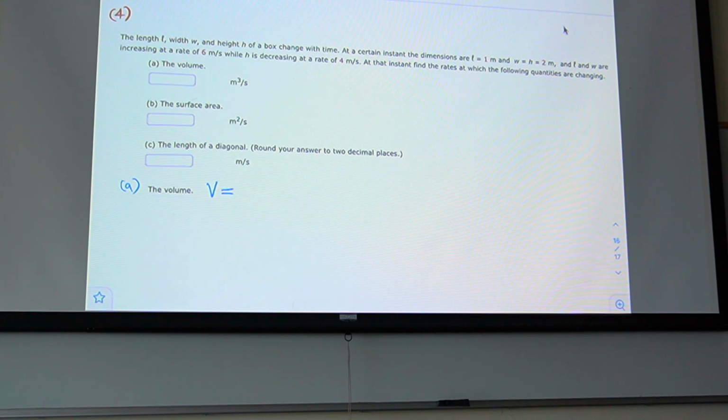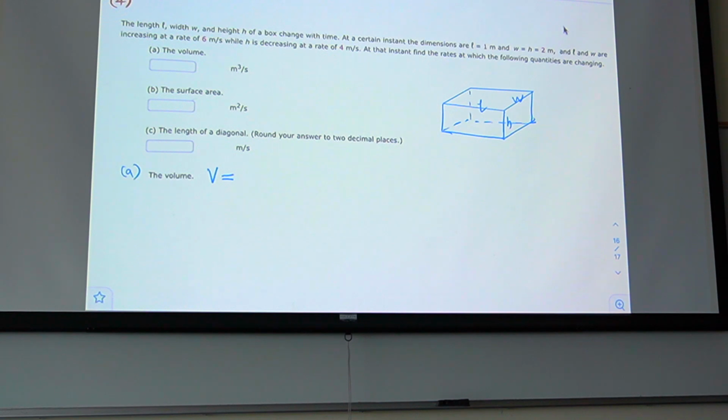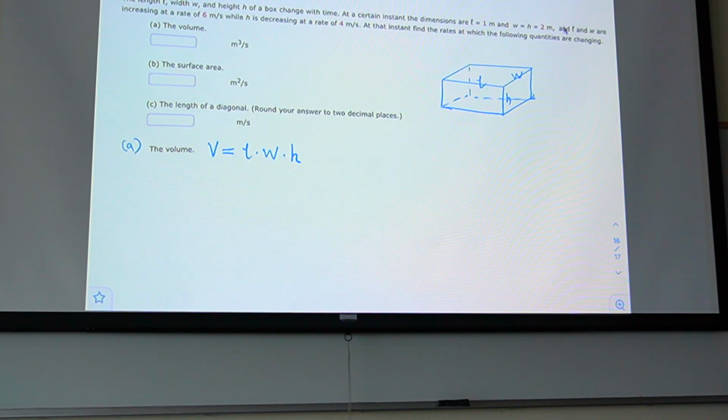Okay, very good. First, let's think about the volume. So let's draw the diagram. We have a rectangular box right here. The length here is L, the width is W, and the height is H. Think about it that way. So the volume of this is what? L times W times H, right? So you have the volume over here.